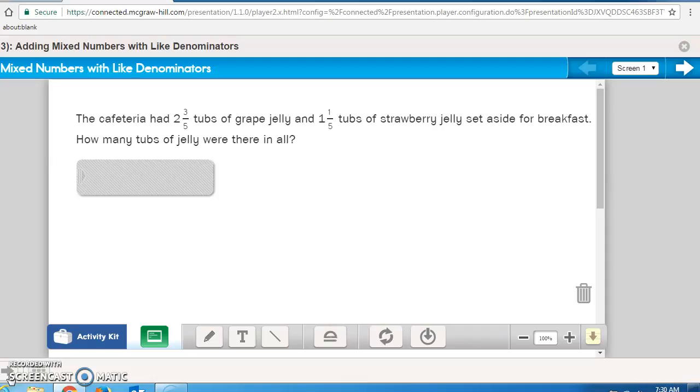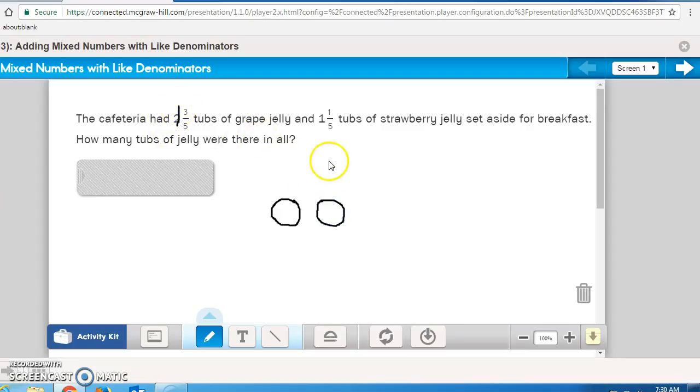Look at the following problem. It reads, the cafeteria had 2 3/5 tubs of grape jelly and 1 1/5 tubs of strawberry jelly set aside for breakfast. How many tubs of jelly were there in all? The best way to do this is to draw it. This is a tub of jelly. This is a tub of jelly. Okay, I used 2 tubs. This other whole here says 1 more tub, so when I add that together, that'd be 3 tubs.